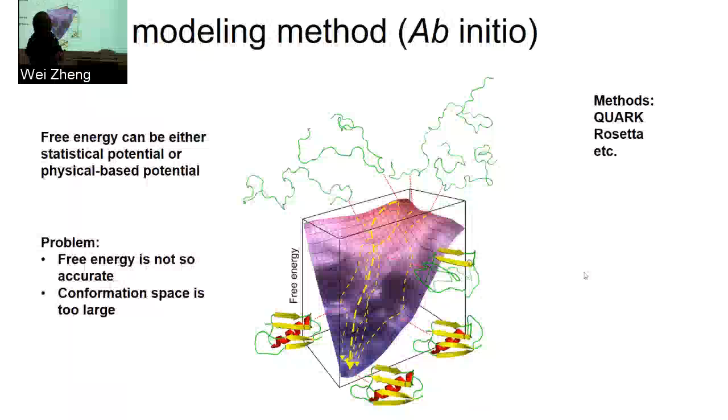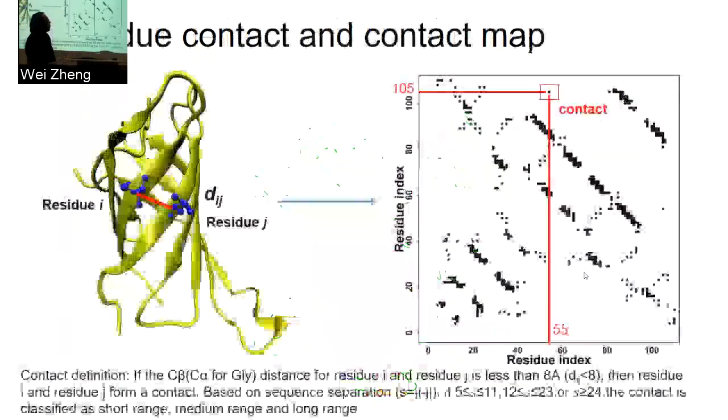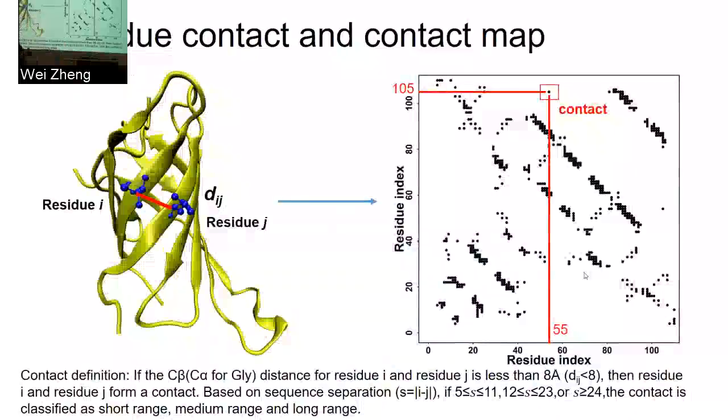But things have changed after a concept called residue contact was introduced to the ab initio modeling method. This figure shows the definition of the residue contact. Given a protein's 3D structure, if the C beta atom distance between residue I and residue J is less than 8 angstrom, then these two residues form a residue contact.